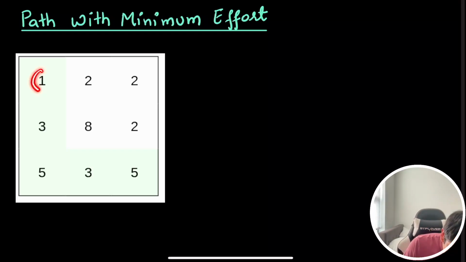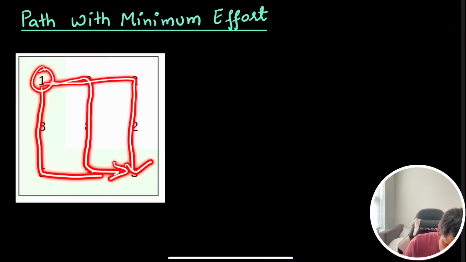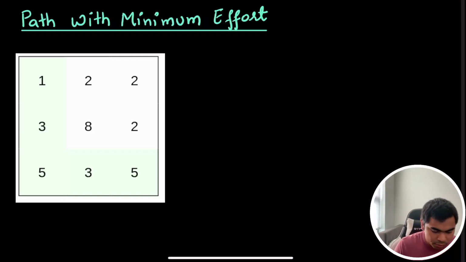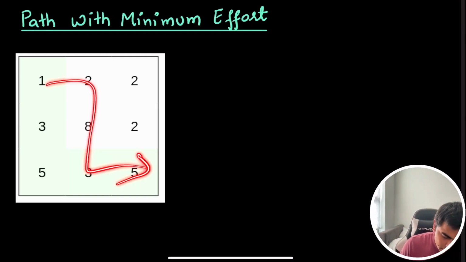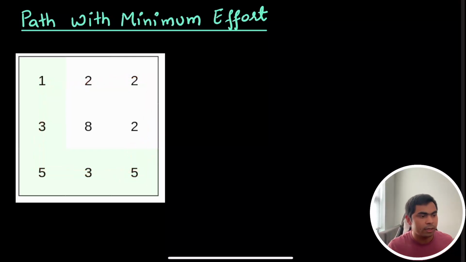So from 1 you can either choose to go this way. So this is one path, then you could go this way, that's another path, this is another path, or from here this is another path. So nothing diagonally, but you could keep choosing these different paths. You can already figure out there are so many paths possible going from 1 to basically 5. Now we need to choose the path that has the minimum effort.